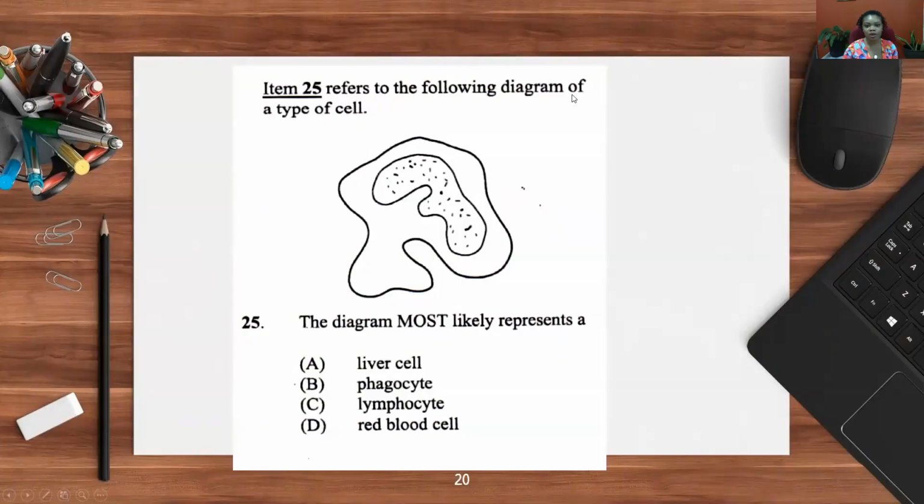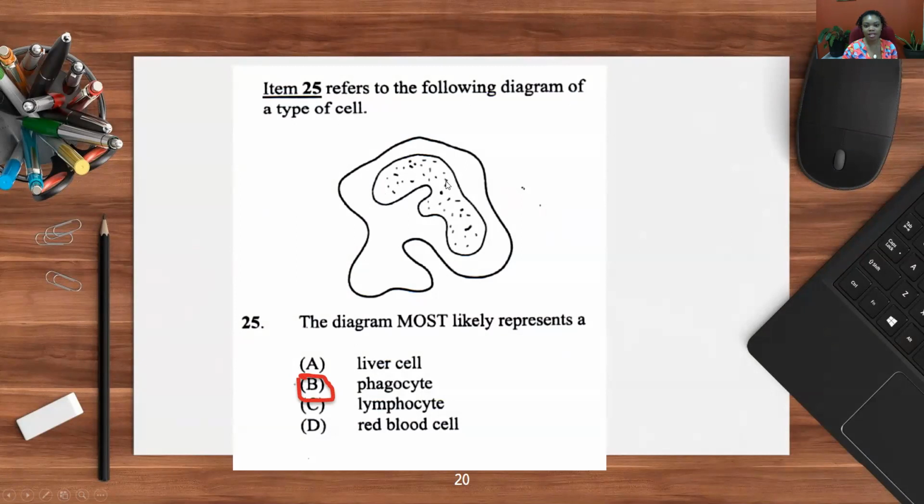Item 25 refers to the following diagram for type of cell. Now, students always confuse the shape and the look of the different white blood cells. So this is a white blood cell. So the diagram most likely represents a phagocyte. So don't confuse phagocyte with lymphocyte.